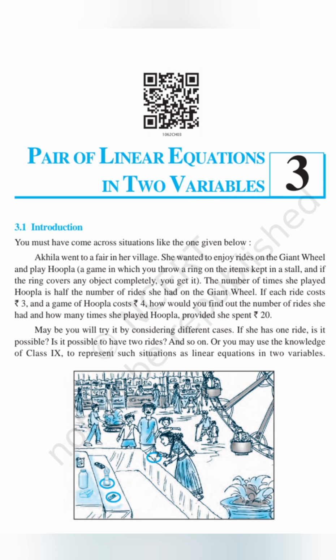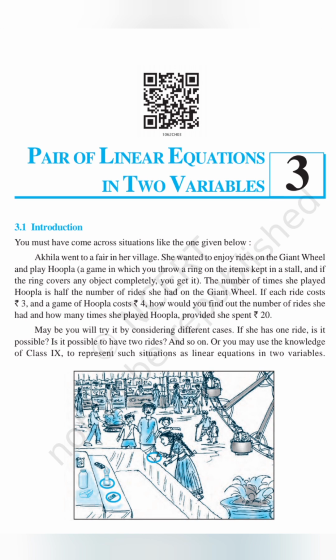Now they have given a situation. Akila went to a fair in her village. She wanted to enjoy rides on the giant wheel and play hoopla. That's given in this figure: the giant wheel, and this is the hoopla game. They have not given how many rides she went on or how many hoopla games she played. They've just given it indirectly.